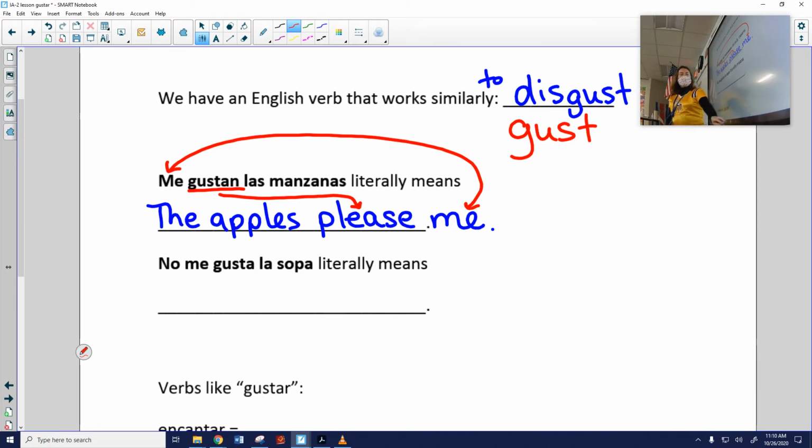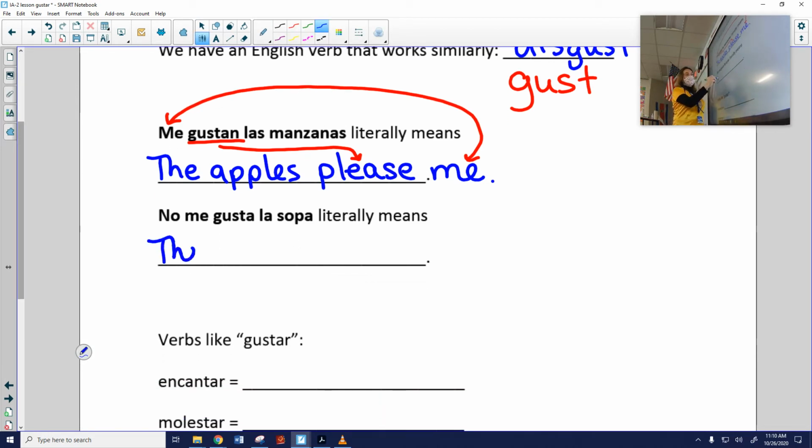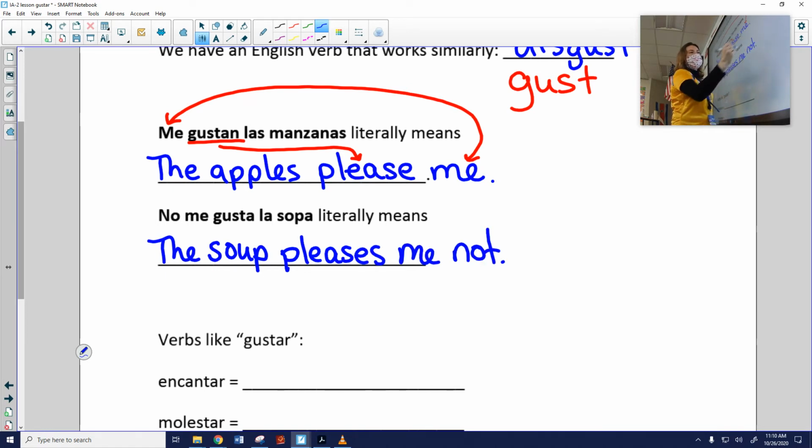No me gusta la sopa. La sopa means soup. The soup pleases me not. The soup pleases me not. You would sound like an alien if you spoke like this in English. But that's literally what we're saying when we say no me gusta la sopa. The soup, it pleases me not. Obviously, we can't translate these word for word from Spanish to English because it would sound super funny. You'd sound like an alien. In English, we would just say, I don't like soup. Good enough.